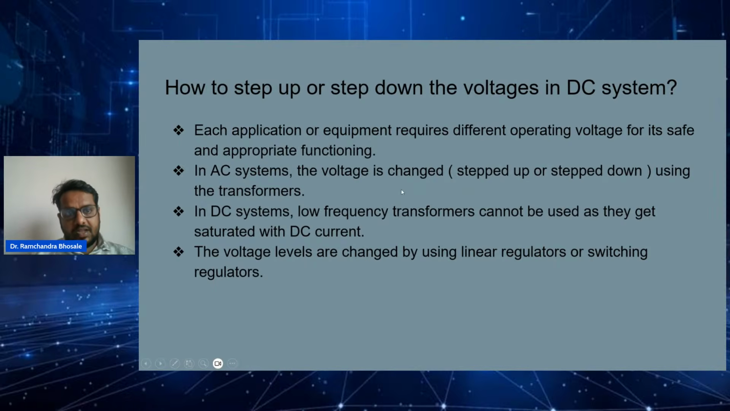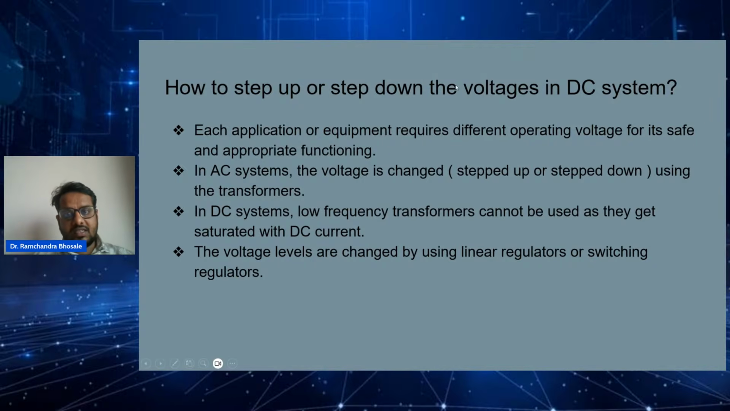We know that sometimes we have to step up or step down the voltage in the electrical system. From generation to distribution, we change the voltage from 11 kilovolt to 220 kilovolt or 440 kilovolt, and then again it comes down on the distribution side to 440 volt three phase. In AC we change the voltages with the help of a transformer.